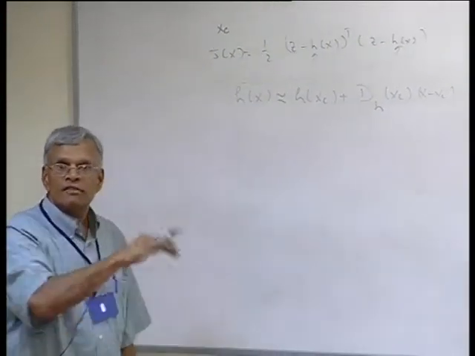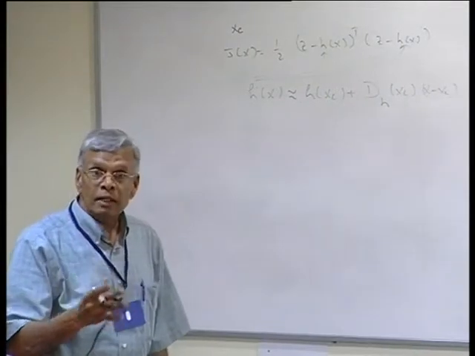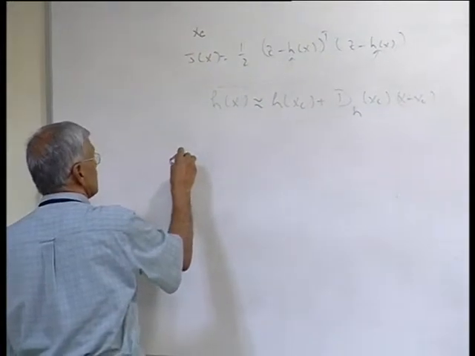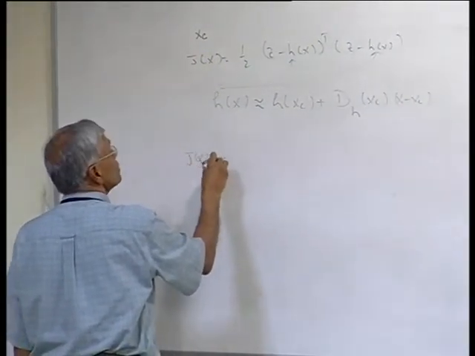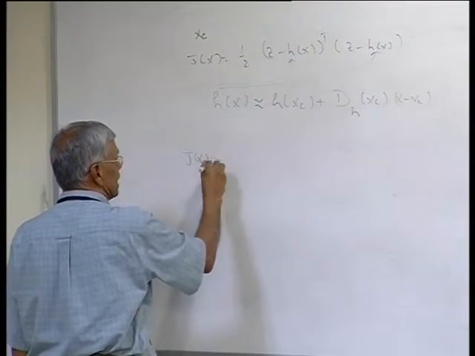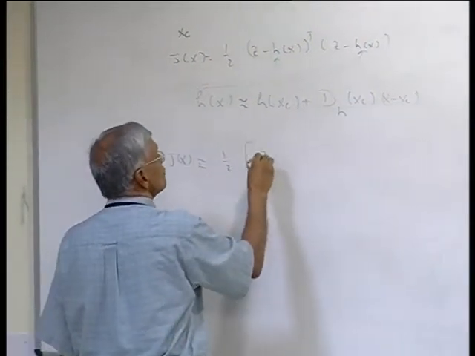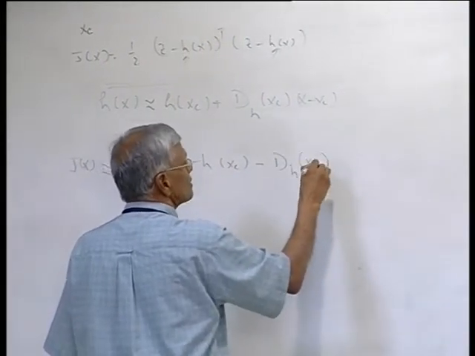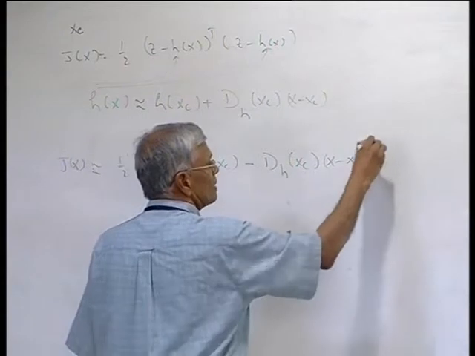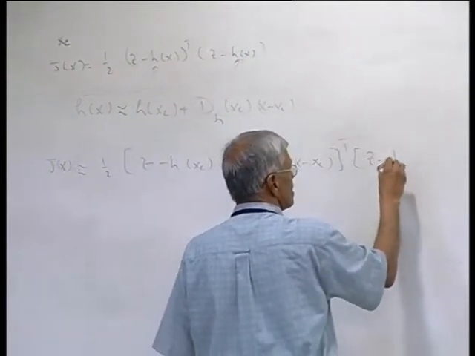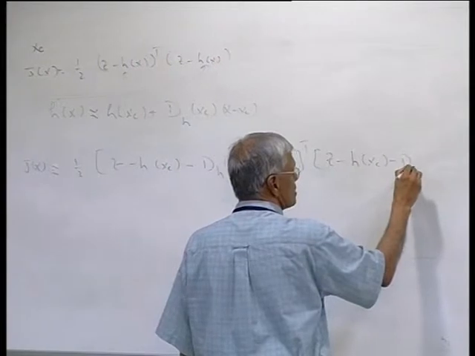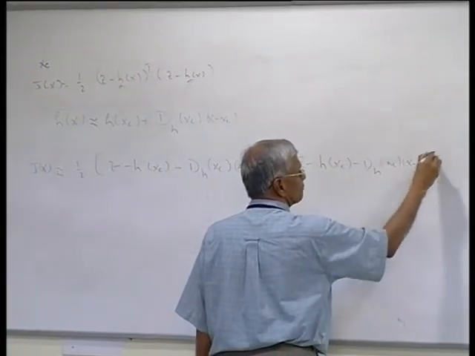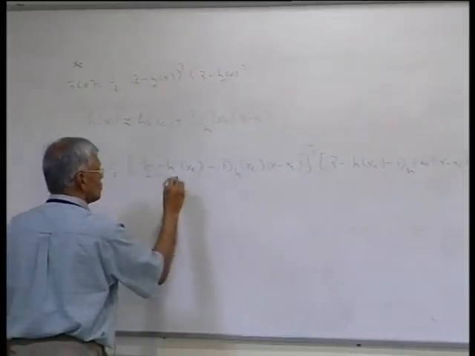Okay. How many of you can take it from here? Then, if you substitute this in here, what do you get? You get J of x is roughly equal to, because I'm going to approximate, 1/2 of (z minus h of xc minus dh of xc times (x minus xc)) transpose times (z minus h of xc minus dh of xc times (x minus xc)). We are going to call this g.